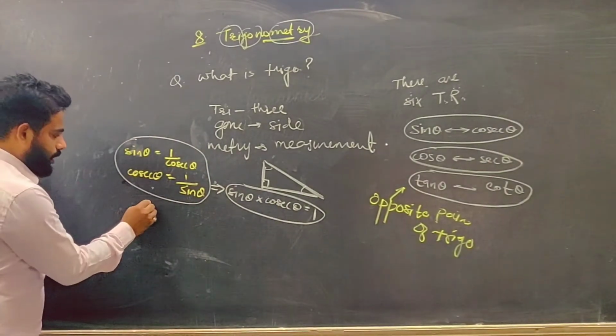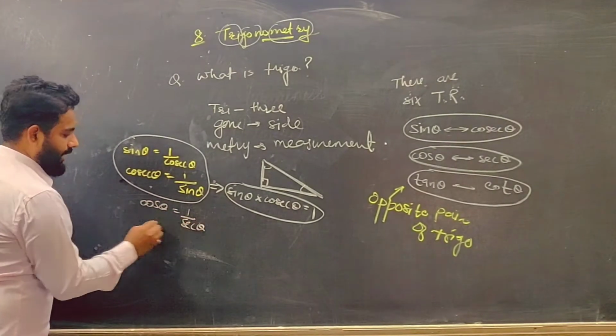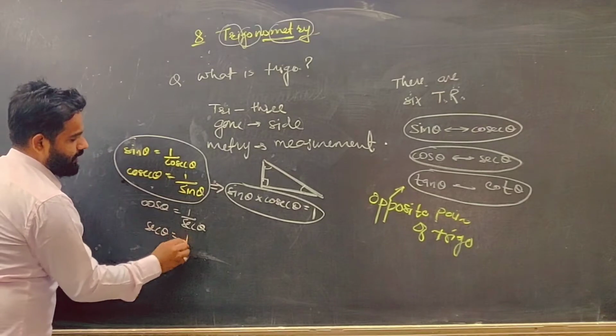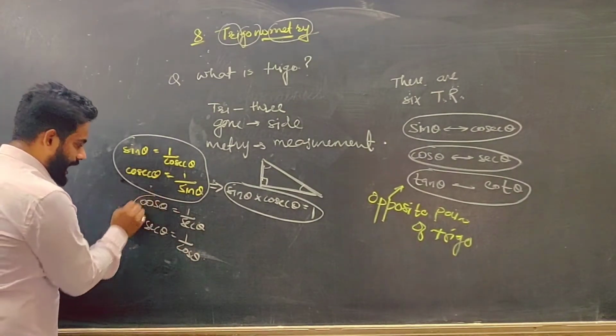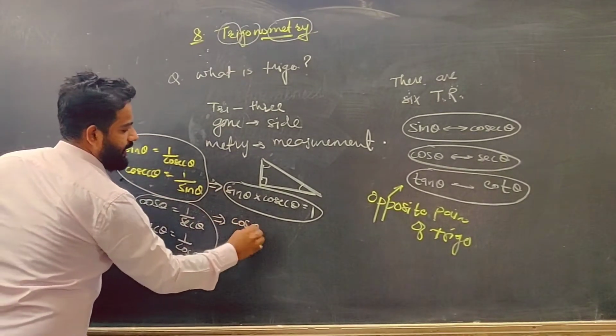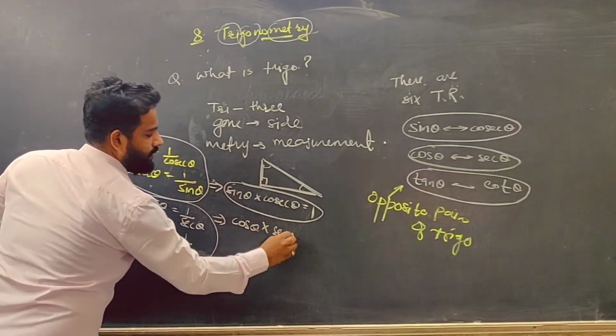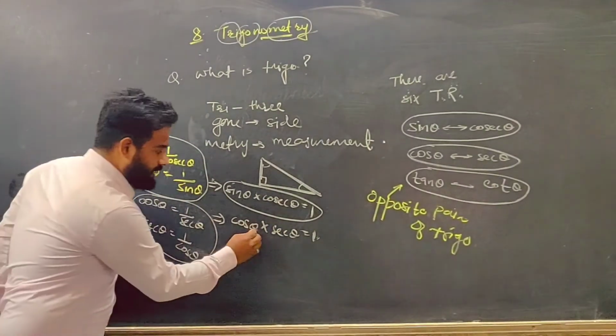Similarly, cos theta is equal to 1 upon sec theta, and sec theta is equal to 1 upon cos theta. These two are an opposite pair, and if you multiply this opposite pair, cos theta into sec theta, your answer is going to be 1. Remember, both thetas should be equal.